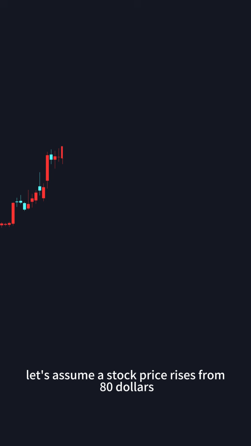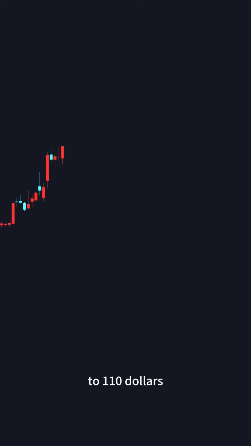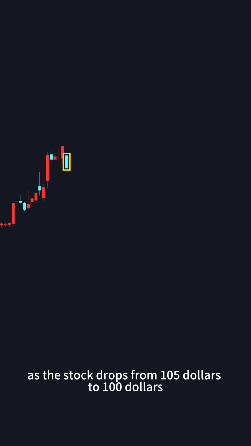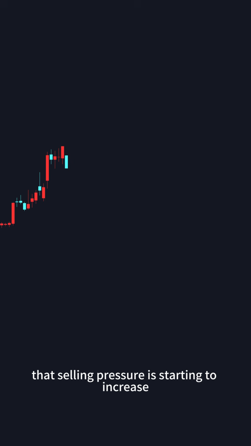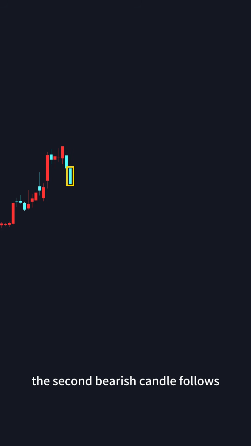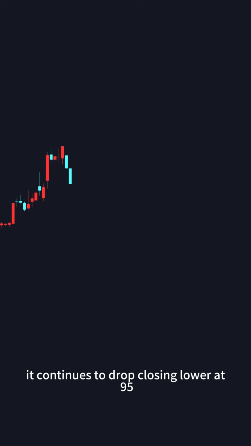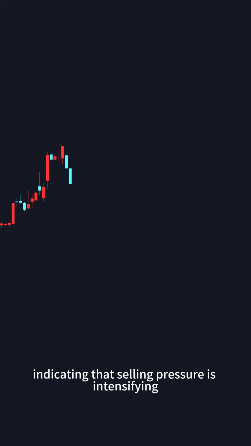Example. Let's assume a stock price rises from $80 to $110 over a period of time. During this period, the stock encounters resistance and starts to show signs of a downtrend. The first bearish candle appears as the stock drops from $105 to $100, closing lower and showing that selling pressure is starting to increase. The second bearish candle follows, with an opening price below the first candle's closing price. It continues to drop, closing lower at $95, indicating that selling pressure is intensifying and bearish sentiment is growing stronger.